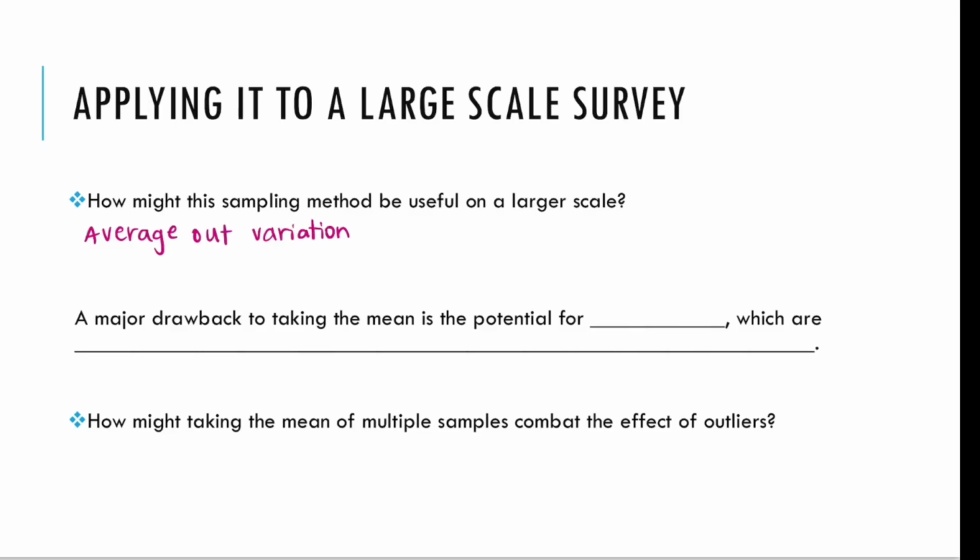So it's just helpful because it settles out the variation, because there will be variation when you're doing different surveys. A major drawback to taking the mean is the potential for what we call outliers. And kind of like how the name suggests, outliers are data points that are far outside the norm, that are far from normal.